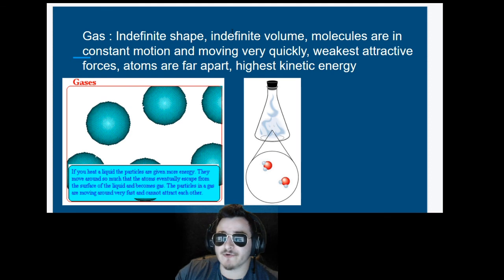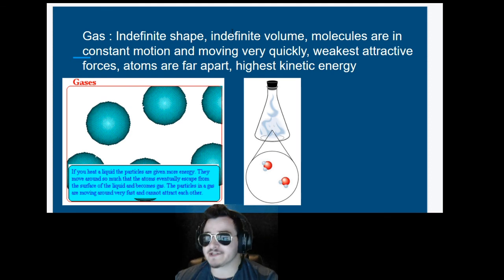What gases do is they always fill their container. A lot of people have the misconception of, are they adding molecules?